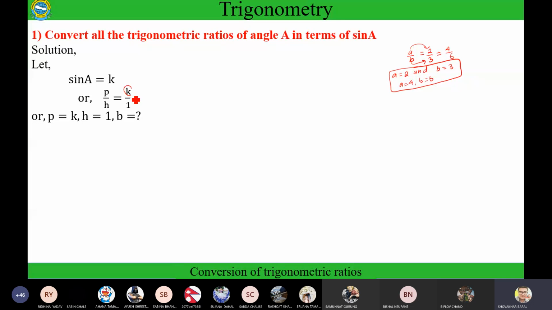Now what is the value of K? We don't know. 2, okay; 3, okay. Unless and until it is a number, you cannot compare. If it is a variable, then you can compare. If it is a variable, directly write P is equal to K, H is equal to 1. But if the number is 2/3, you cannot directly write P is equal to 2 and H is equal to 3, because there can be many values.